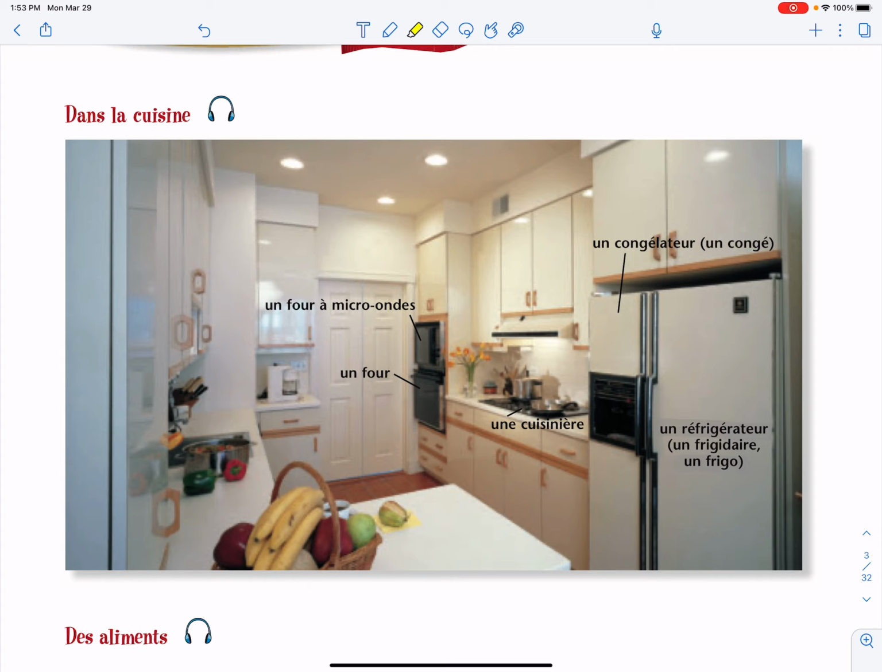So it starts off with dans la cuisine. La cuisine is not a term that's on your vocab list, but it's the word for kitchen. It's an old vocab word that you had last year. Starting off with the appliances. I'm going to start with un four here, the oven. And une cuisinière is the stove.